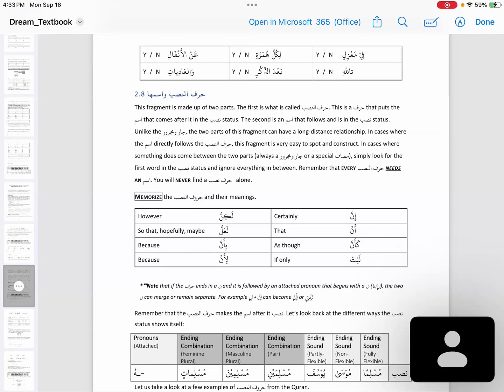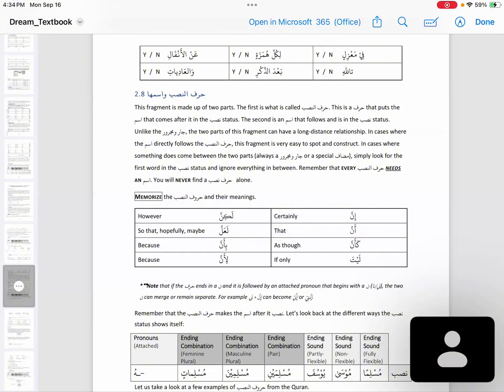So what are these? Most of them are in the table, and these are the most common ones that are used in the Quran. So we will be going through mainly these first. These are inna, anna, ka'anna, layta, lakinna, la'alla, bi'anna, li'anna. Inna means certainly or indeed. Anna means that. Ka'anna means as though. Layta means if only. Lakinna means however. La'alla means hopefully, maybe. Bi'anna means because, and li'anna also means because.